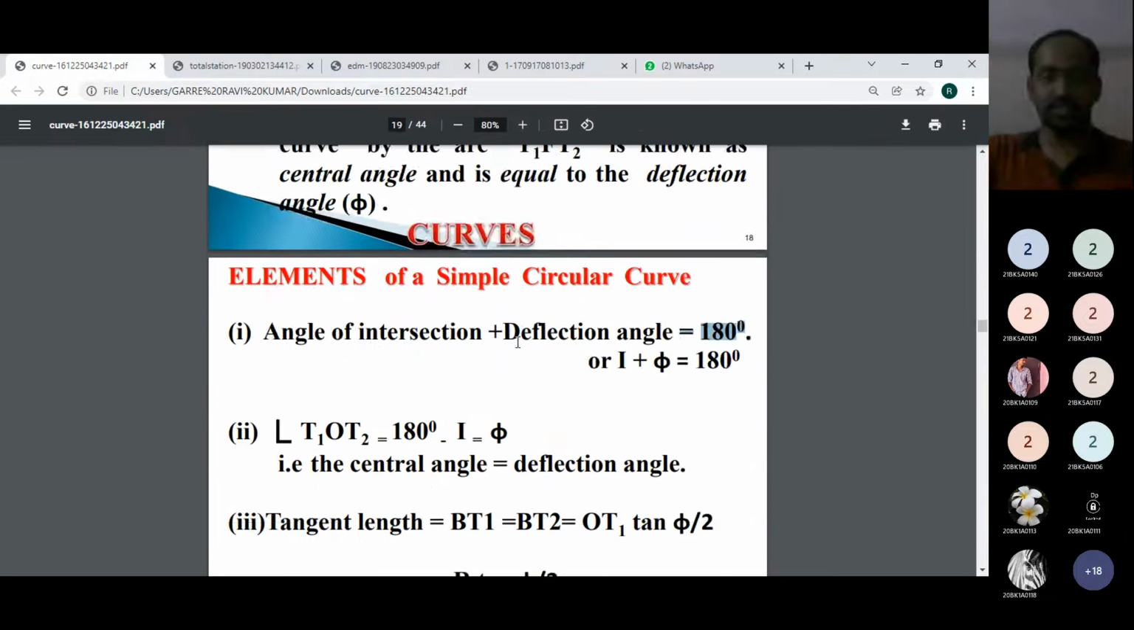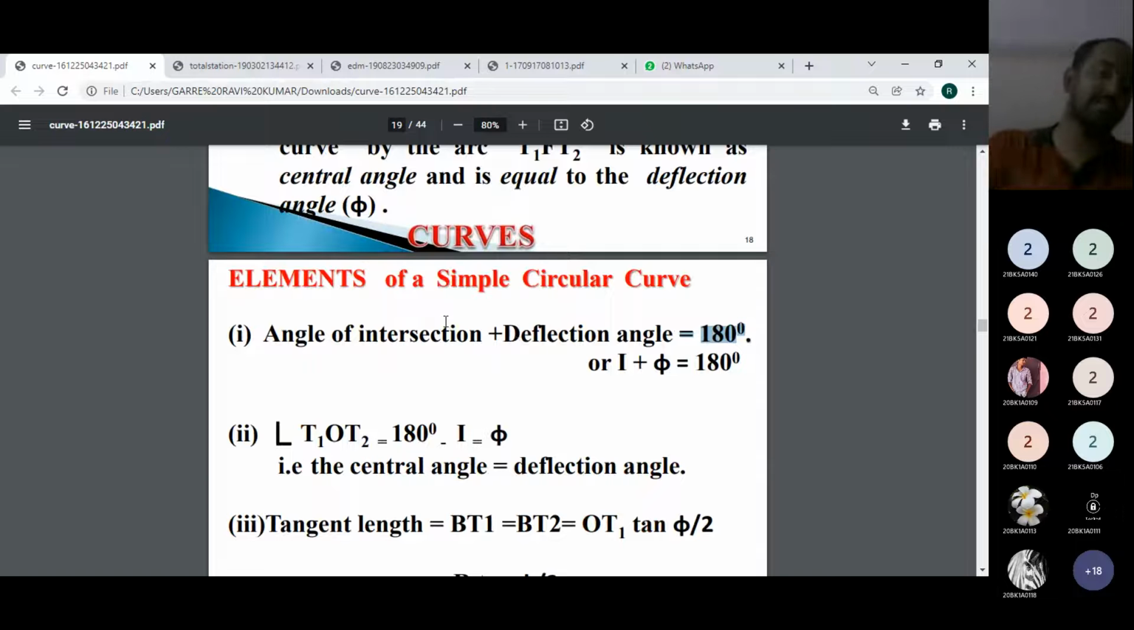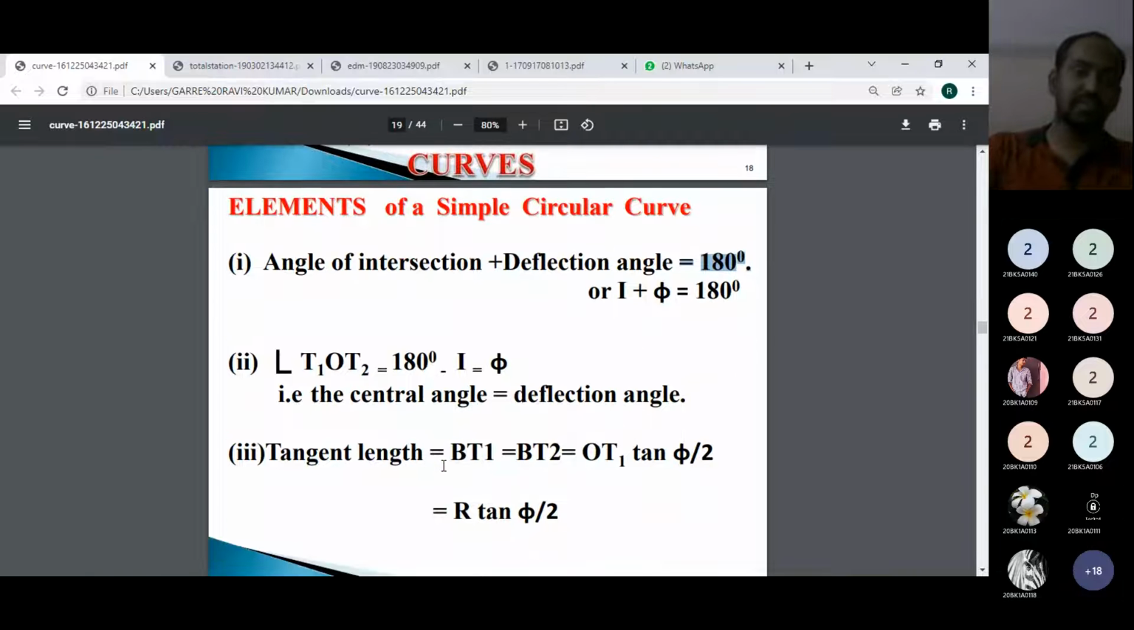That is what is seen here. The angle of intersection plus the deflection angle is equal to 180 degrees, I plus phi is equal to 180 degrees. And then the angle between the two tangents can be calculated as 180 degrees minus I. It means that it is phi, as we have seen in the figure.